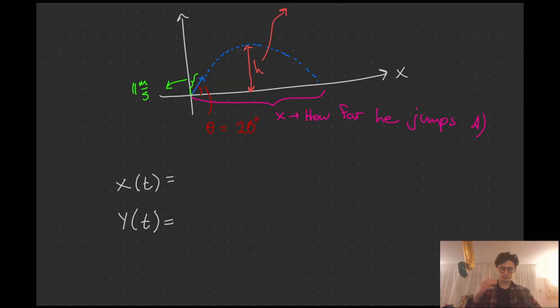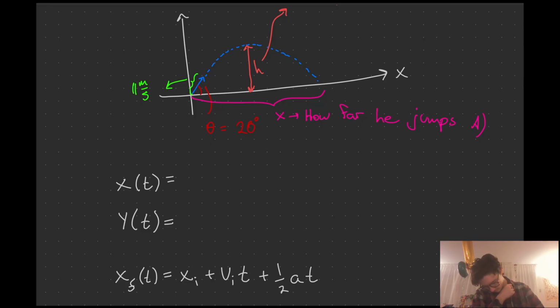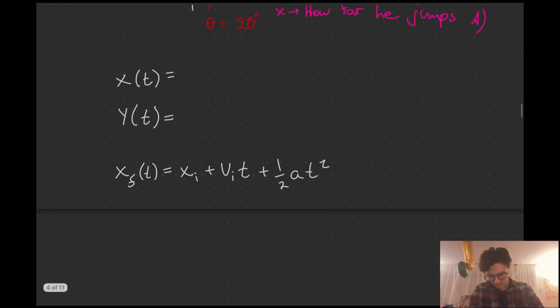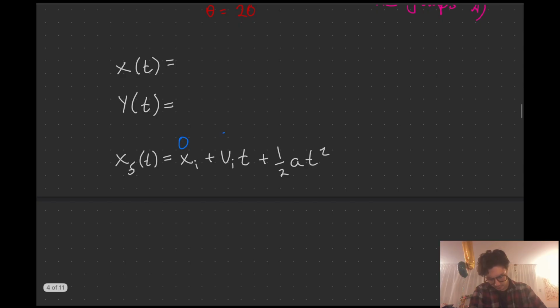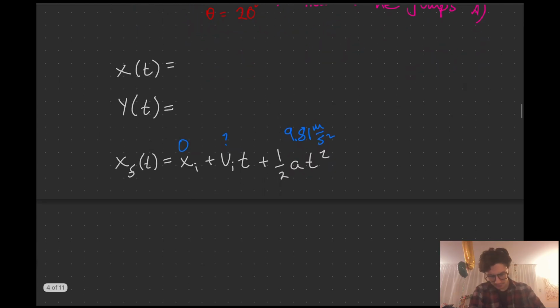All right, in the y direction, it is a particle under constant acceleration. Why? Because gravity is always pulling the guy down. So the constant acceleration equation was this. And we know that the initial position was 0 because that's how we set up our problem. He starts right here at 0. The initial velocity, we don't know what it is, but we do know acceleration is 9.81 meters per second squared. So I could fill this in a little bit.